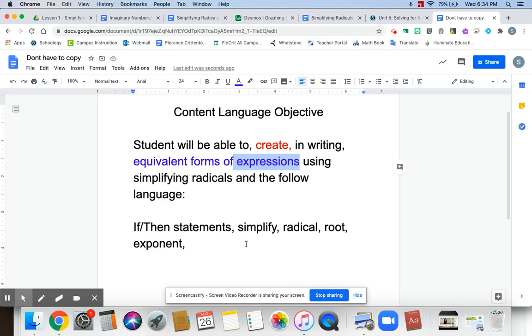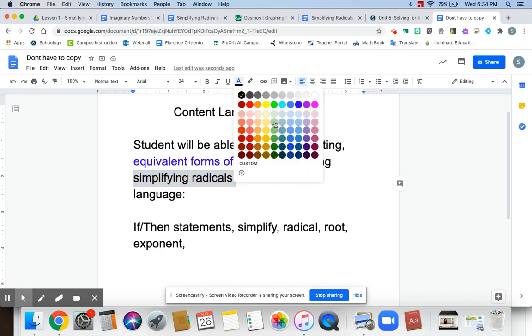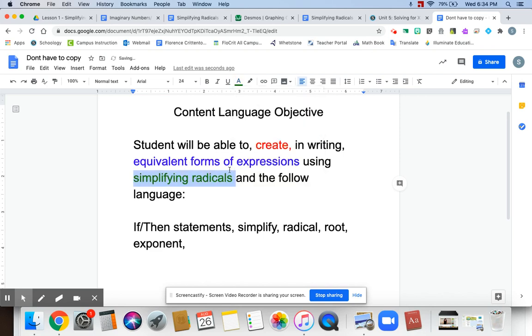And how are we going to be rewriting it? We're going to be rewriting it by simplifying radicals, which is why it says using simplifying radicals. So that's the specific math we're going to use to make these equivalent expressions, to make these things that are the same thing, but they just look different. So this is the process we're going to use. And then this is the language we're going to use to do it.